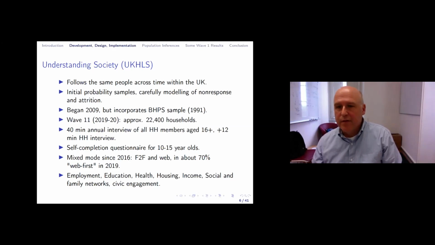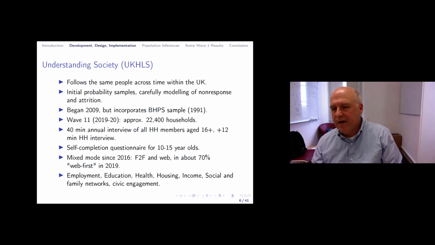The annual interview is about 40 minutes for all household members. So there are individual interviews. In contrast with the example of the PSID, which only has a single household respondent, we try to interview all adults. And then there's a 12-minute household interview. There's a self-completion questionnaire for 10 to 15-year-olds. We've been mixed mode from 2016, so we use face-to-face and web. In 2019, we were about 70% web first.